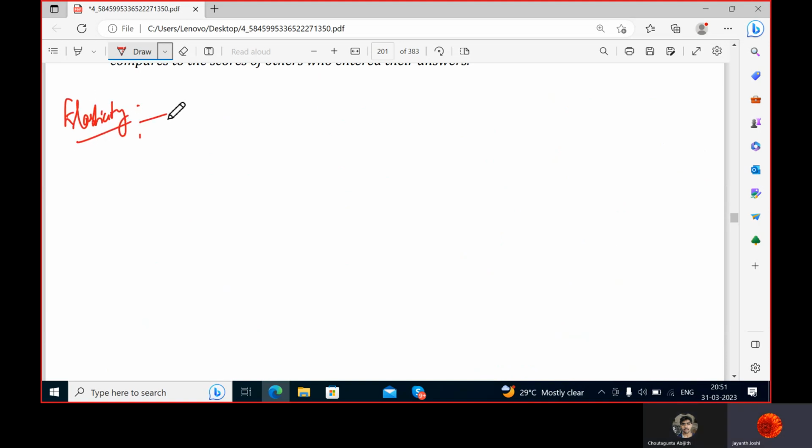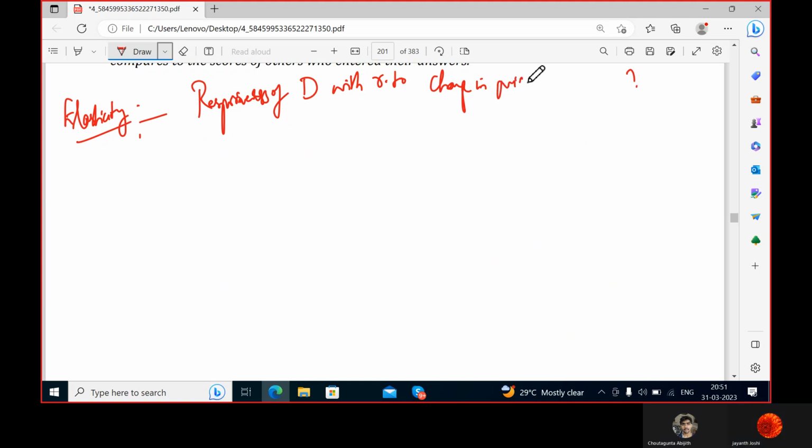Now tell me, what is elasticity, Abhijit? It's how sensitive the prices are. I'm sorry, I'm not able to hear. How sensitive the prices are. Seriously, I can't hear. So I'm just putting this: responsiveness of demand with respect to change in price.